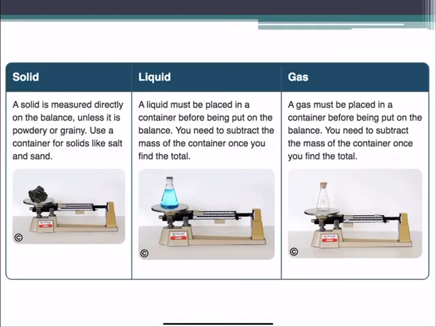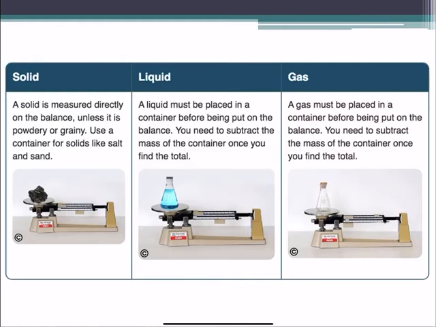Okay, so then we're going to talk about this really quick. When we are looking at an object and we are seeing its mass, we have to measure it different ways, right? For a solid, like this rock in the picture, you can just put it straight on the scale, right? It's not going to go anywhere. We can put the solid directly on our balance to see how many grams it is.